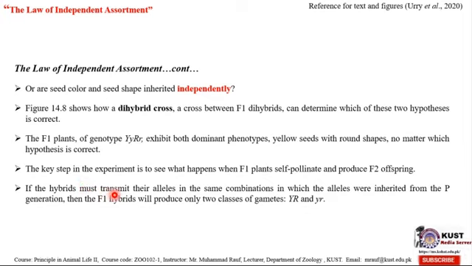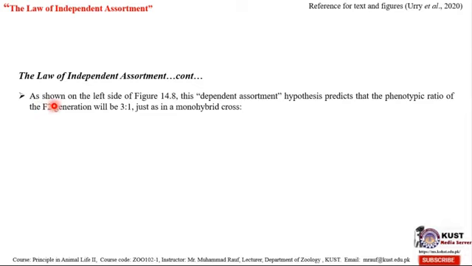If the hybrids must transmit their alleles in the same combination in which the alleles were inherited from the P generation, that is parents, then the F1 hybrids will produce only two classes of gametes. So if we predict that the dominant allele of one character always stays together with the dominant allele of another character, and the recessive allele of one character always stays together with the recessive allele of another character, then only these two types of gametes are possible, both sperm and eggs. Now, the dependent assortment hypothesis predicts that the phenotypic ratio of the F2 generation will be 3:1, just as in a monohybrid cross.